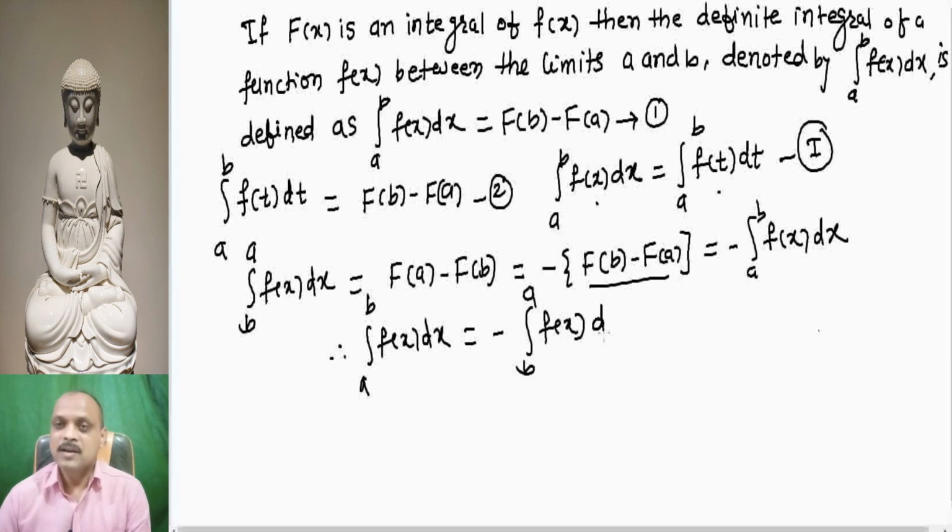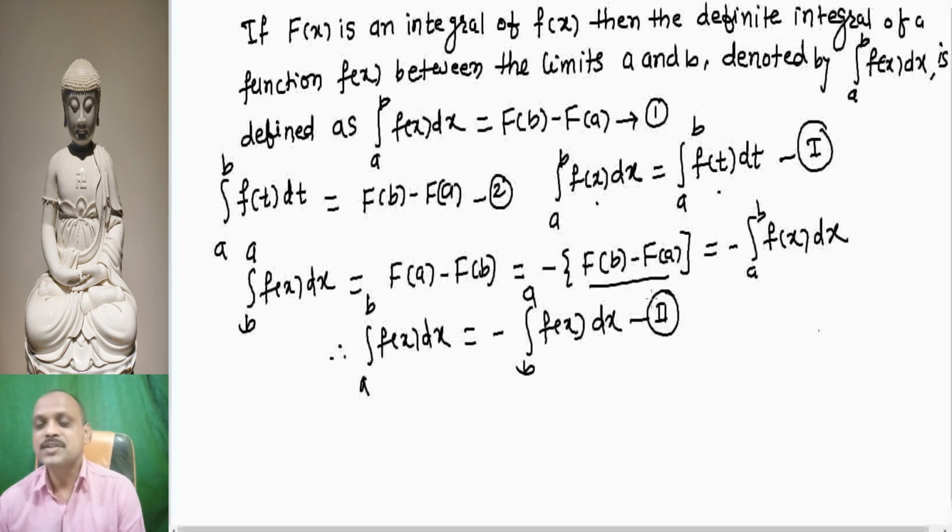What does it say? The second property says that when we interchange the limits, upper limit to lower limit and lower limit to upper limit, the sign of the integral changes. It changes from plus to minus. This is an important second property of definite integrals.